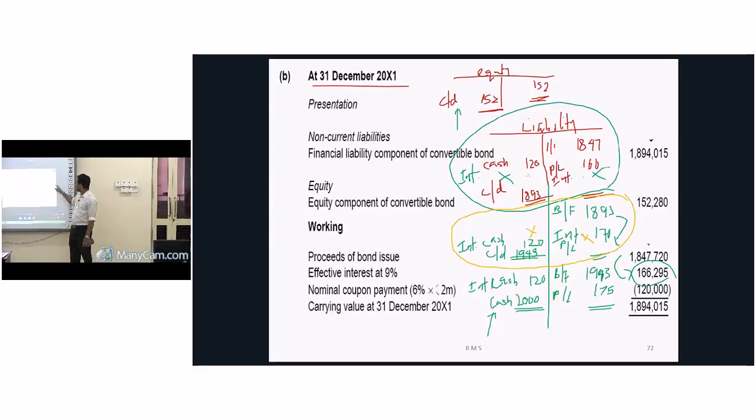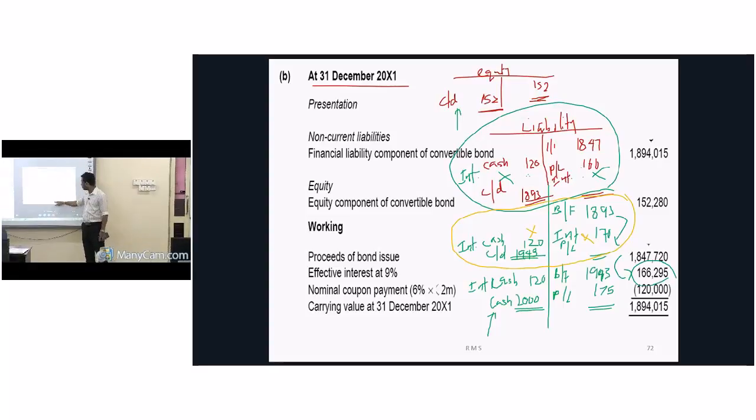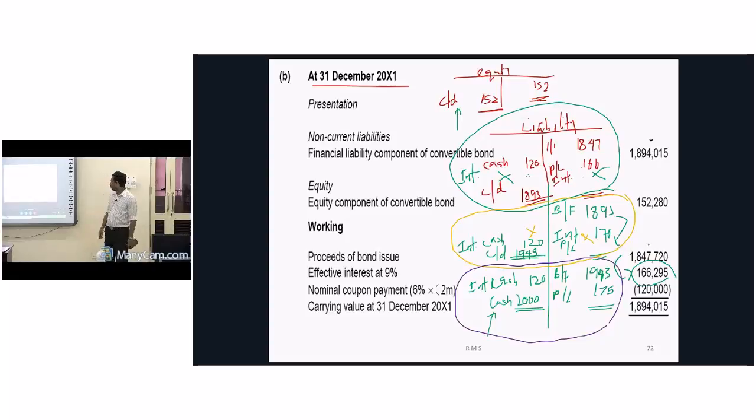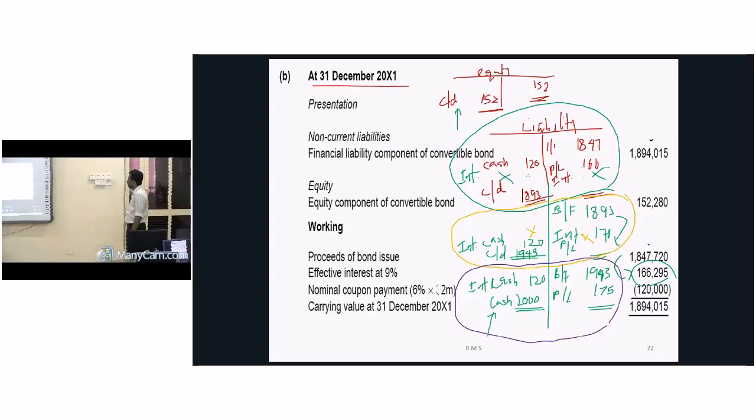Then look at the third year. We are moving to the third year now. This is the third year. Brought forward balance 1943. To the same we add interest.